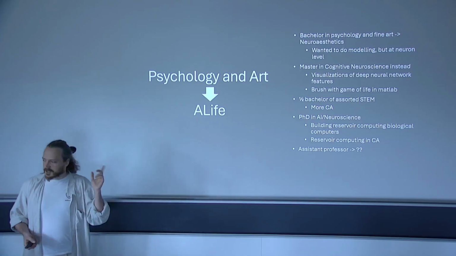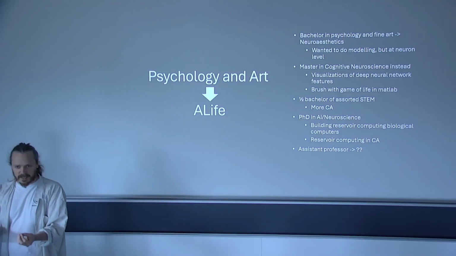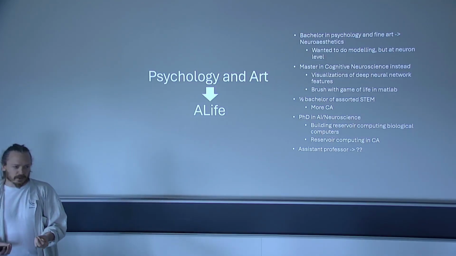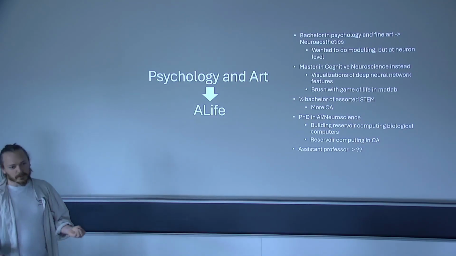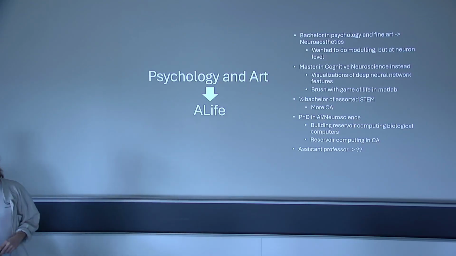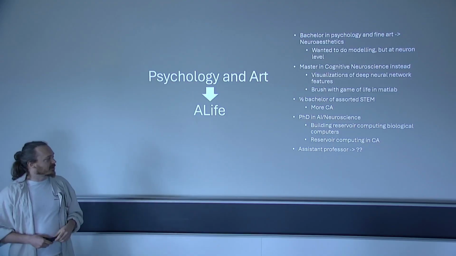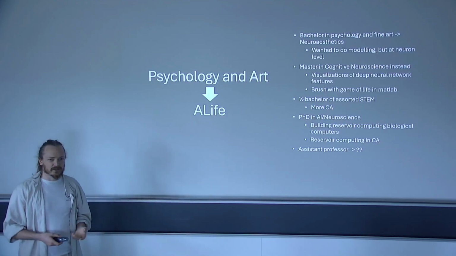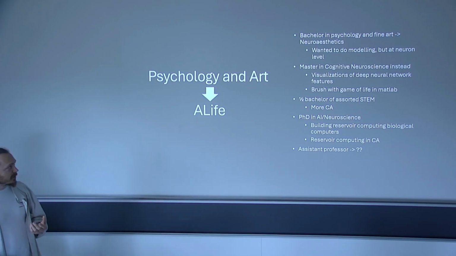My early intention was that I needed to get to the point where I can model the base constituents, the neurons. So I wanted to do network neuroscience or systems neuroscience. But the Mosers won the Nobel Prize, and I didn't have the grades to get in that one year. So I ended up with cognitive neuroscience, and then I found these visualizations of deep neural network features, like deep dream, that made me go into artificial AI.